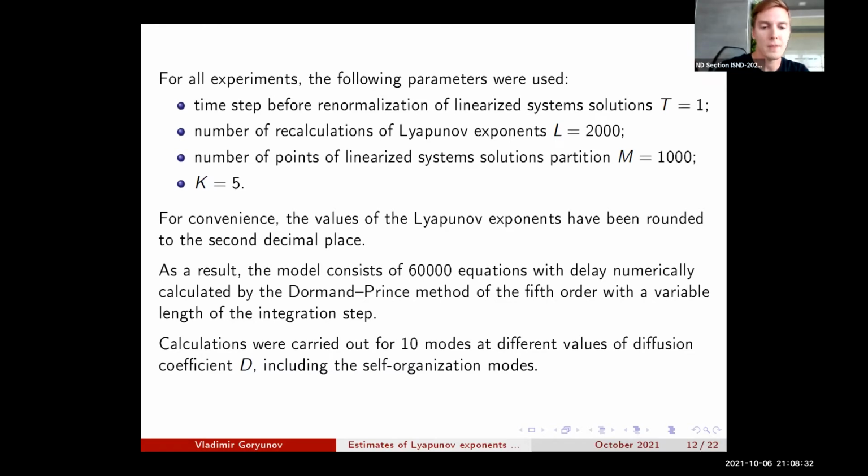For convenience, the values of the Lyapunov exponents have been rounded to the second decimal place. As a result, the model consists of 60,000 equations with delay numerically calculated by the Dormand-Prince method of the fifth order with a variable length of the integration step. Calculations were carried out for 10 modes at different values of diffusion coefficient, including the self-organization modes.